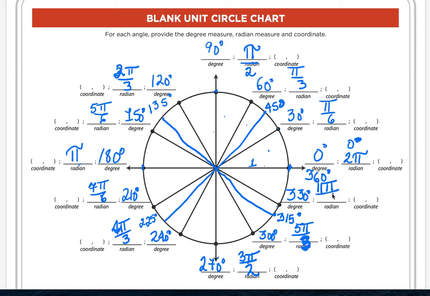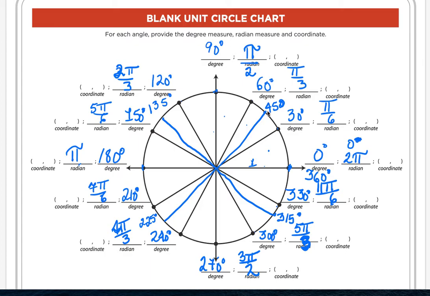11 pi over 6. 12 pi over 6. Okay, so that's 11 pi over 6. 10 pi over 6, right, which is the same thing as 5 pi over 3. Got that. All right, and then coming through here. Okay, so I think I got this right. I'm going to give you a cleaner version of this by the time we're done.